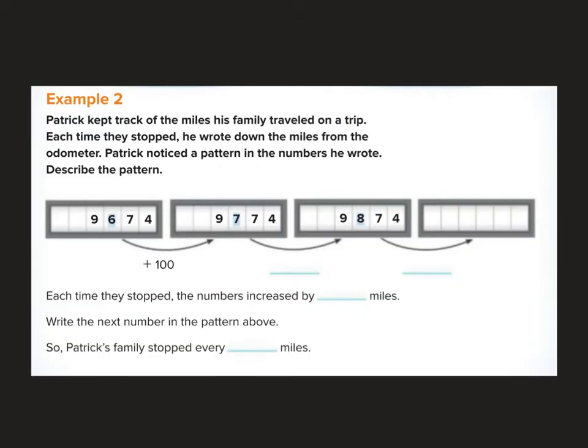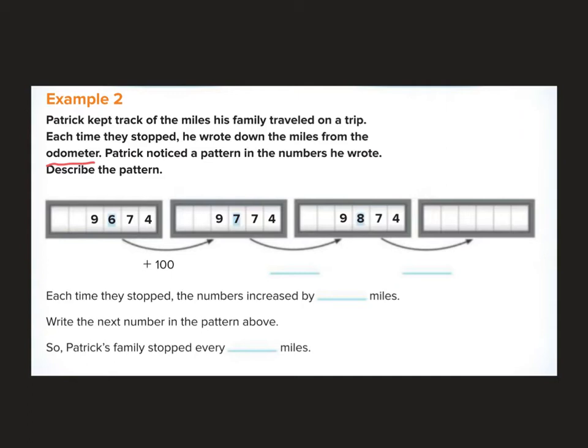Okay, let's look at example 2 here. You can flip the page. Okay, Patrick kept track of the miles his family traveled on a trip. Each time they stopped, he wrote down the miles from the odometer. Now, the odometer is just the number on the car, by where the steering wheel is, that tells how many miles your car has traveled, how many miles the engine has on it. So that's what the odometer is. I don't want that throwing you off.